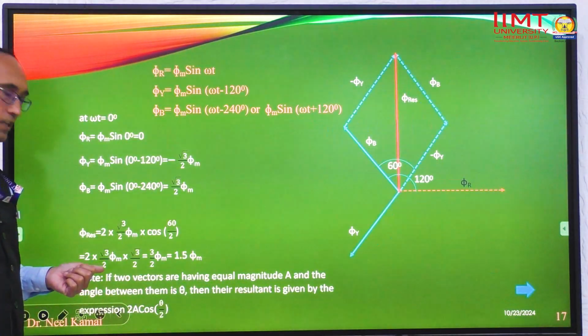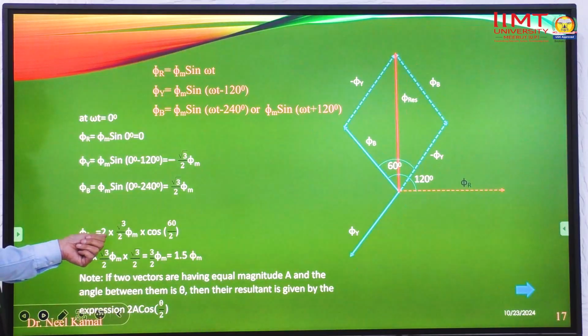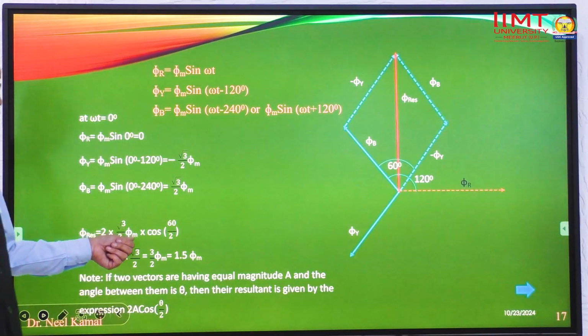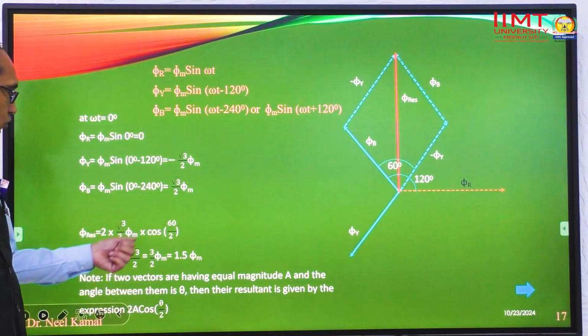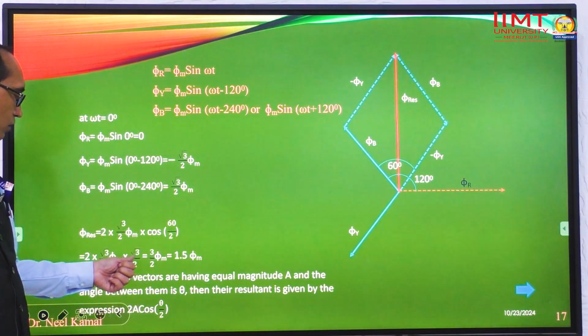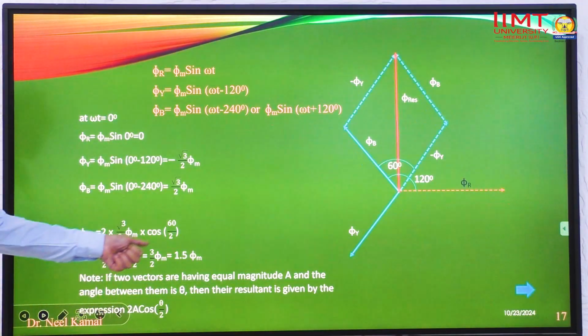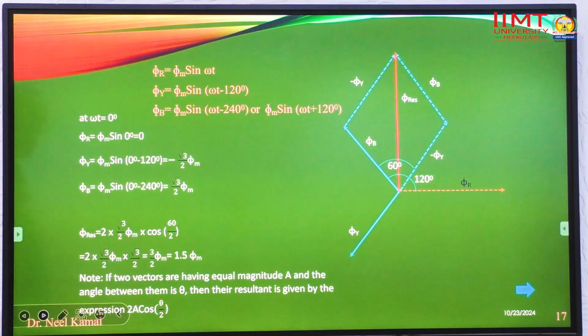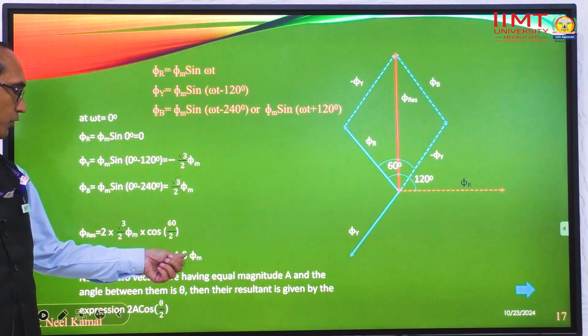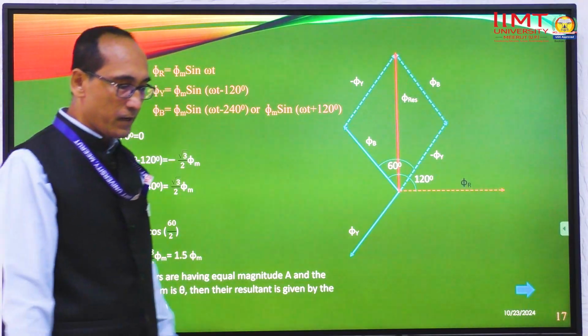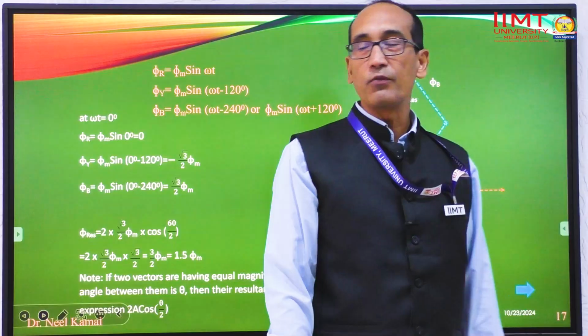So in this case, phi resultant is equal to 2 times root 3 upon 2 phi m times cos 30 degree, and cos 30 degree is also root 3 upon 2. By this calculation we can easily see that the resultant will be equal to 1.5 phi m, where phi m is the maximum value of the flux.